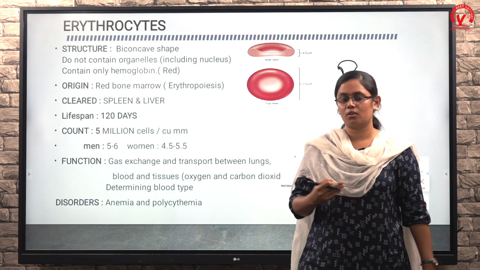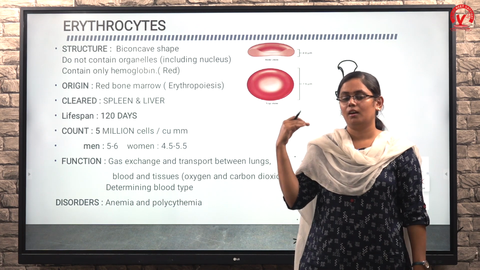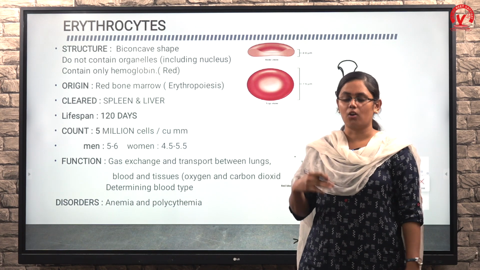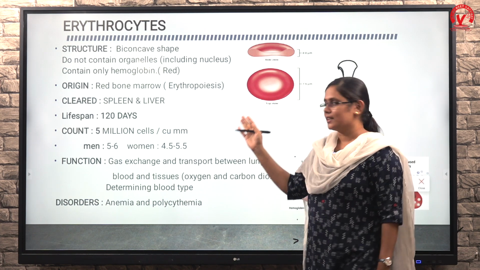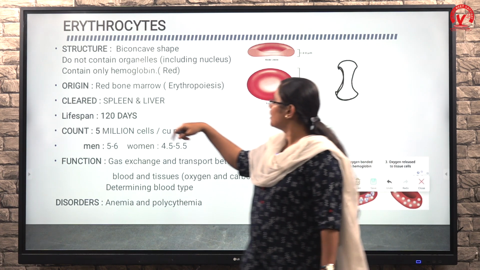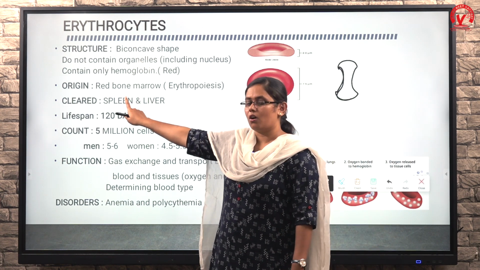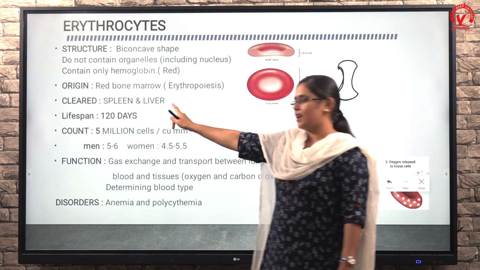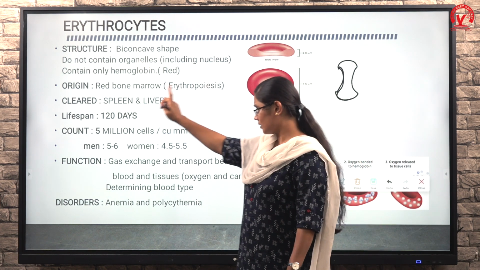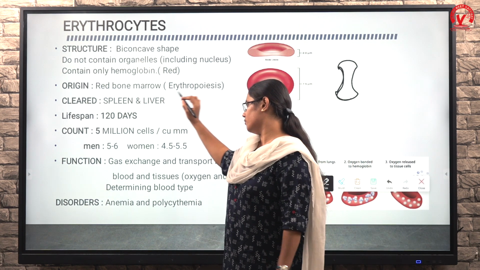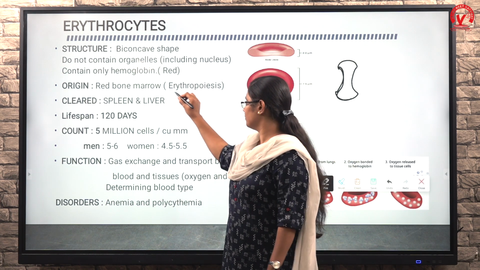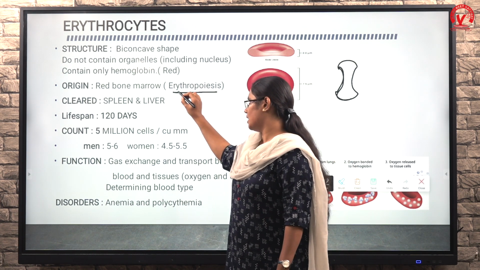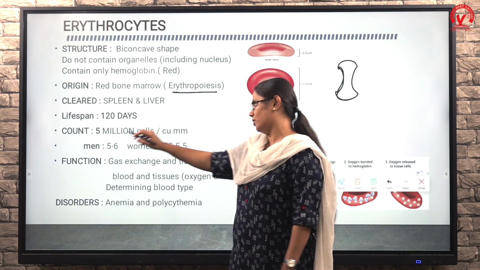They will give a list of cells like RBCs, WBCs, platelets and all of the above. Then they will ask which of these cells is anucleate. So the answer will be red blood cells. Next, origin: as we saw, all of the WBCs and RBCs arise from red bone marrow, and the process of production of RBCs is called erythropoiesis. Erythro means RBC, poiesis means production.